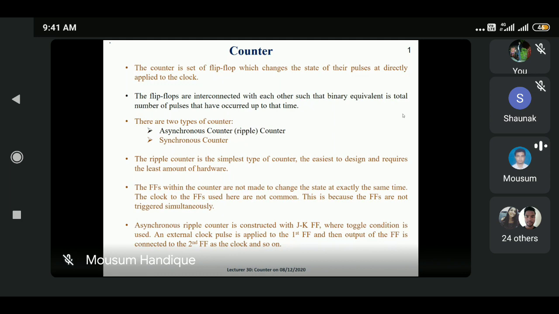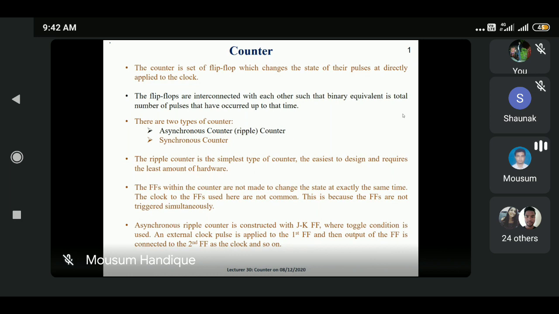So the name suggests that this is a counter, counting the timing signal. There are many applications where this counter is required, and a counter is basically a sequential circuit. There are two types of counter. One is the asynchronous counter, also called the ripple counter, and the other is the synchronous counter. The ripple counter is the simplest type of counter, the easiest to design, and requires less hardware. That is the advantage of the asynchronous counter.